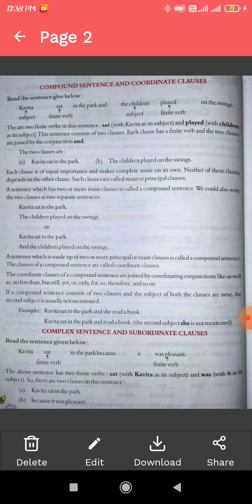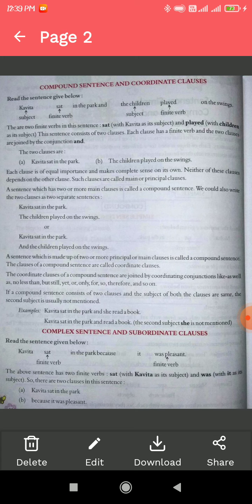We had discussed in the clause chapter that each clause has a finite verb, and the two clauses are joined by a conjunction, and conjunctions we will discuss in the next class. Each clause is of equal importance and makes complete sense. So a clause like this is also called a principal clause or main clause. Neither of these clauses given in the example depends on the other clause. Such clauses are called main clause or principal clause.